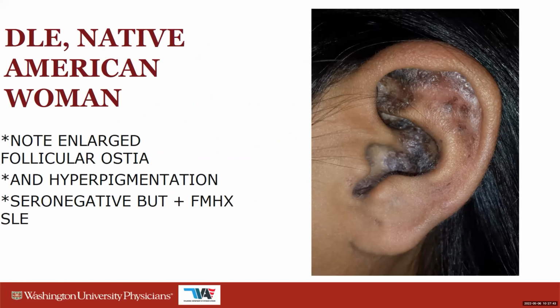This is an interesting presentation. The parent brought the kid in and couldn't figure out what was going on. She thought it was dirt, and I assured her it was not. And if you could get down and look at this, if I'd taken a better photograph, if you look at the upper outer quadrant, you can see enlarged follicular ostia, hyperpigmentation. She was seronegative for systemic lupus, but there was a family history of systemic lupus. So to have it isolated in the ear like this is not terribly unusual. Next.